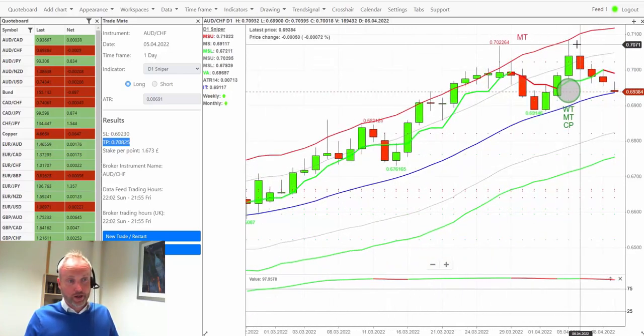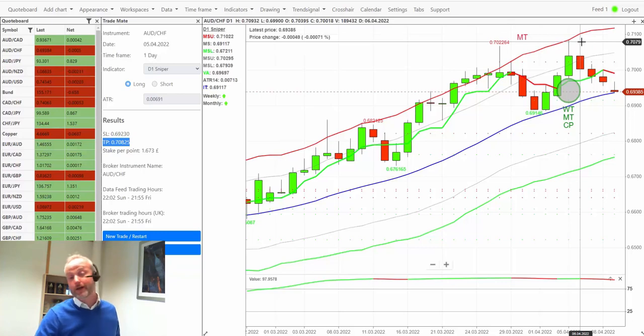Let's just zoom in a little bit. So you can see on the right-hand side, 70.82, there it is. And the price going a little bit beyond that as well. In fact, the high up at 70.93. So it went 10 pips through our target. Really nice profit on that trade, a 40 pip winner.